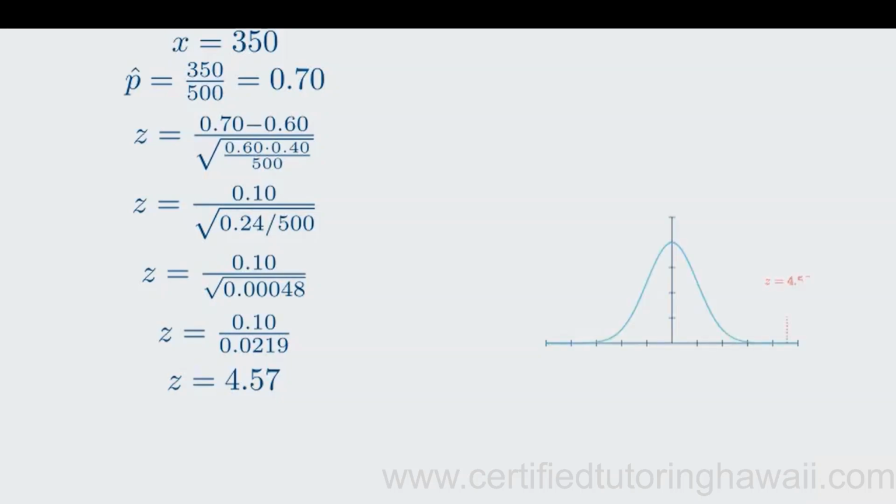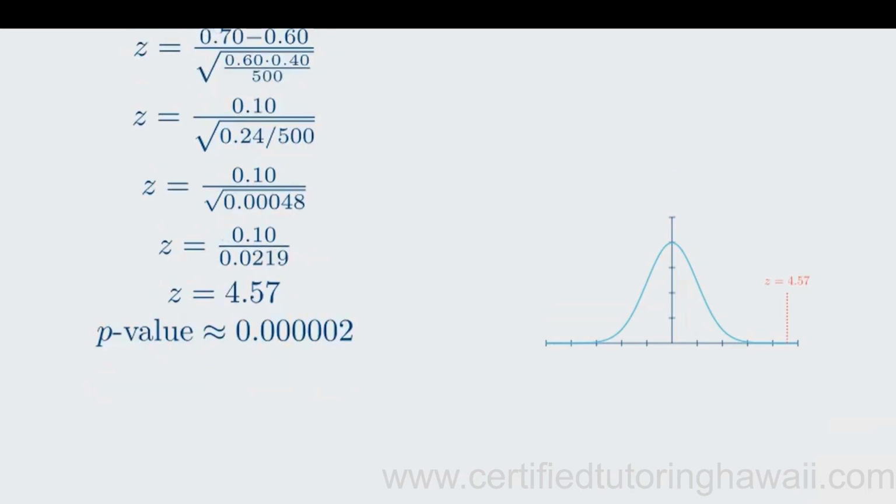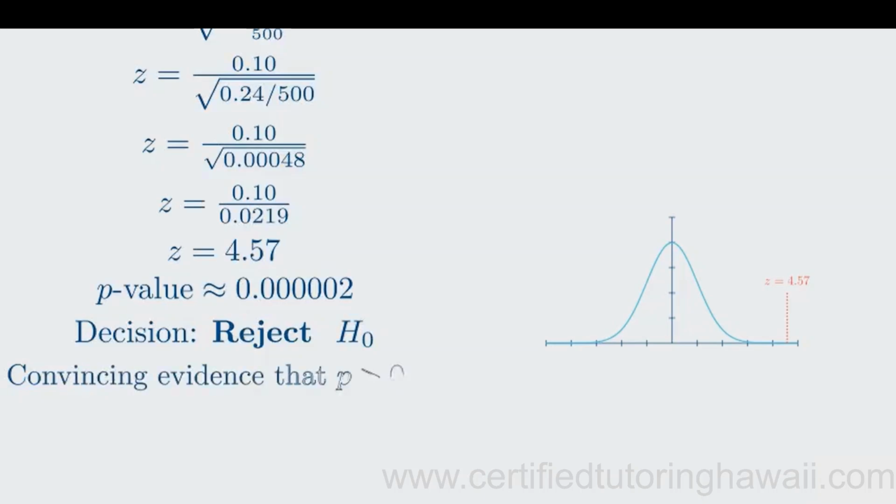Notice how the denominator, the standard error, got much smaller. This pushed our z-statistic all the way out to 4.57. If we try to find the p-value for a z-score of 4.57, it is almost zero. Since this p-value is much smaller than 0.05, we now reject the null hypothesis. With 500 patients, a 10 percentage point difference is highly unlikely to be a fluke. We now have convincing evidence that the medication's effectiveness is greater than 60%.